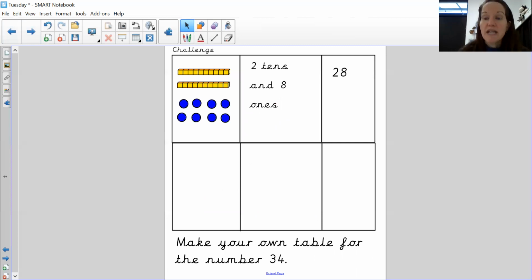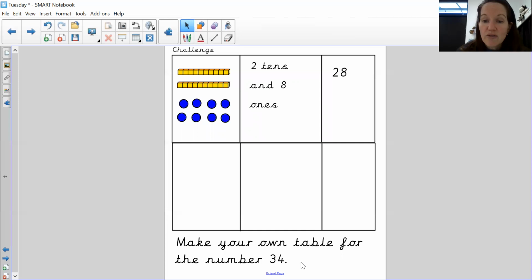Okay, so now I have a challenge for you. I have a table here that has 3 columns. Here I've drawn my tens and my ones. Here I've written tens and ones. Here I've written my number. So I have the number 28. It says 2 tens and 8 ones, and it has 2 10 sticks and 8 ones, 28.